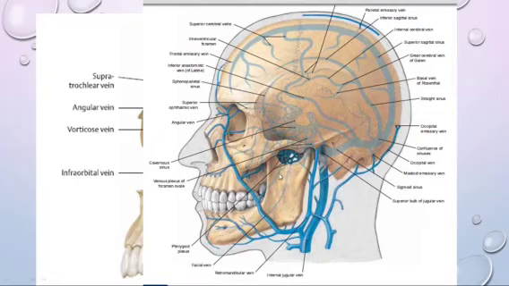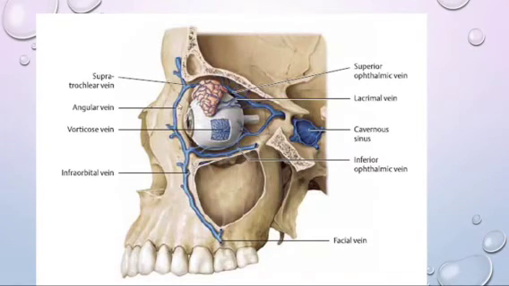This is the mandible bone and this is the zygomatic arch. In between the gap, you can see the pterygoid venous plexus. Again, you can see the eyeball. This is the superior ophthalmic vein and inferior ophthalmic vein, both drain into the cavernous sinus. This is the facial vein. The facial vein also communicates with the cavernous sinus through the angular vein.